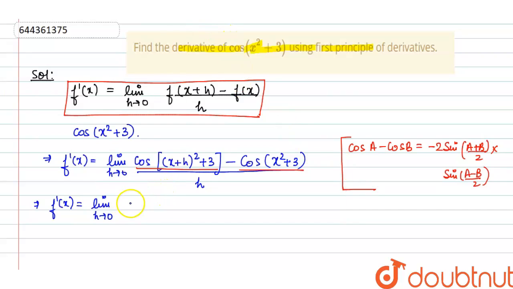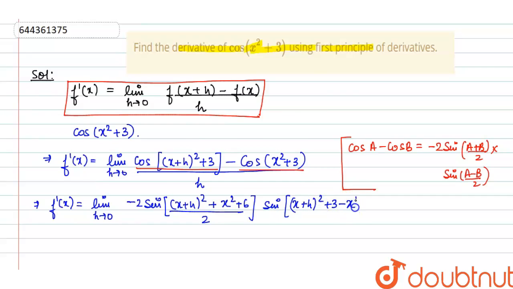So I can write minus 2 sin in the bracket, (x plus h) whole square plus 3 plus x square plus 3, that is A plus B, means x square plus 6, upon 2. This part will act as A and this part will act as B, into sin in the bracket, (x plus h) whole square plus 3 minus x square minus 3, upon 2, and whole upon h.